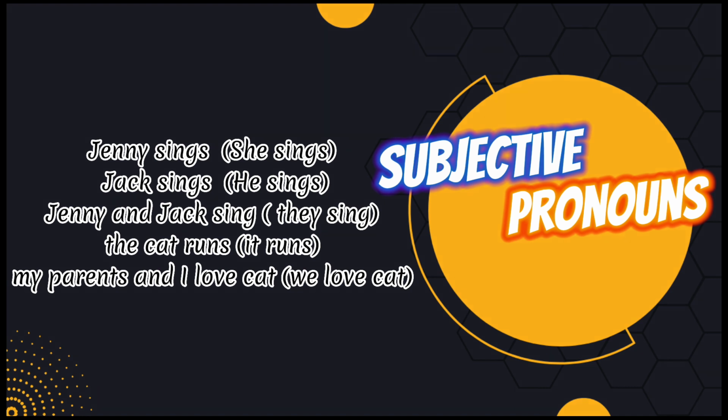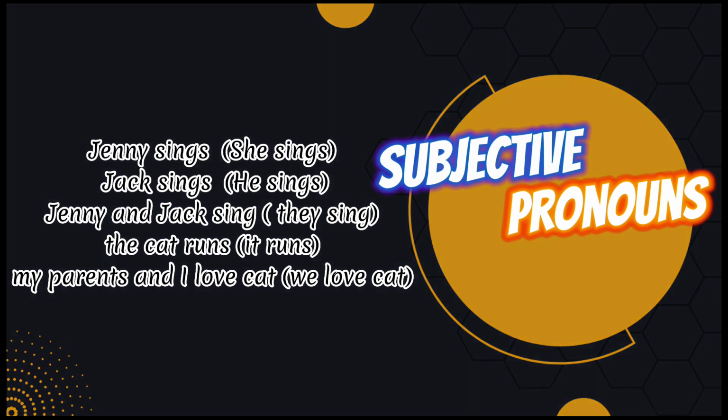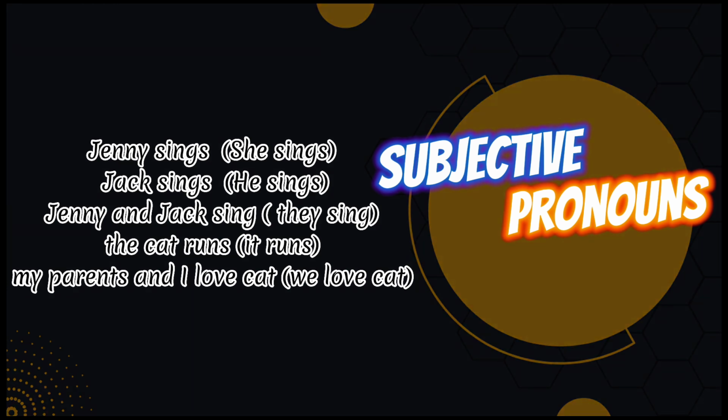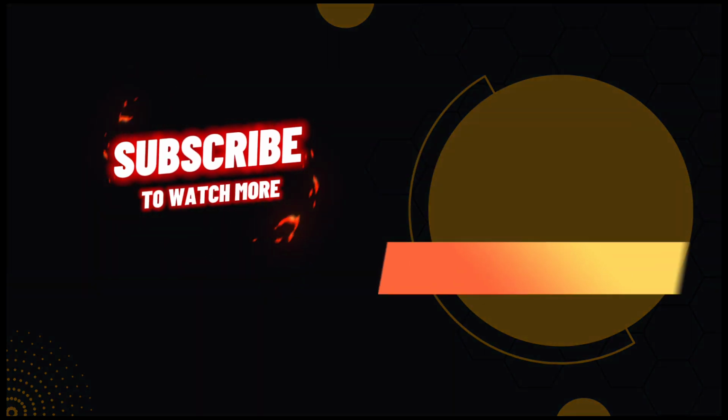The next sentence says my parents and I love cats. Okay, the difference is it says and I. So this is my parents with me. So I have to say we. We love cats.